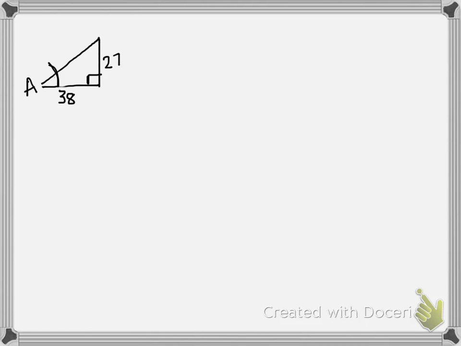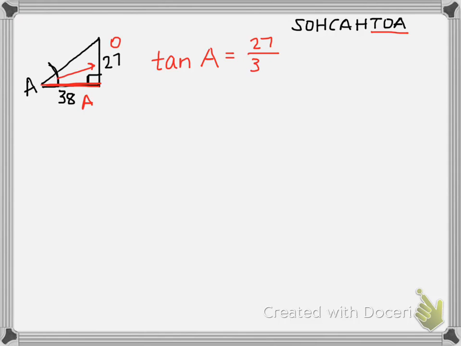So from angle A, we have the opposite and the adjacent sides. So from our SOHCAHTOA that we know, we have the tangent function that we need. So tangent of A is going to equal 27 over 38. Alright, that is just identifying our ratio that we need. Alright, well, now we have our trig function of tangent.